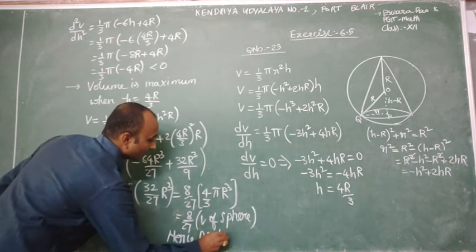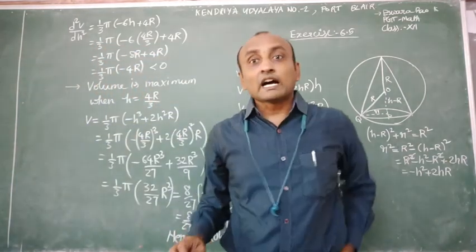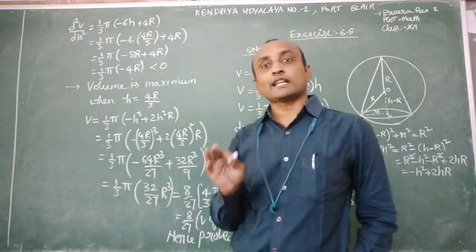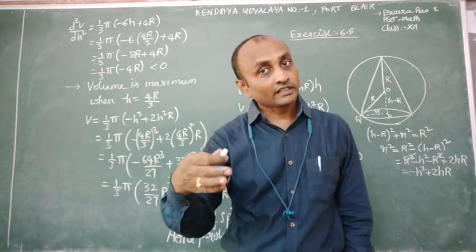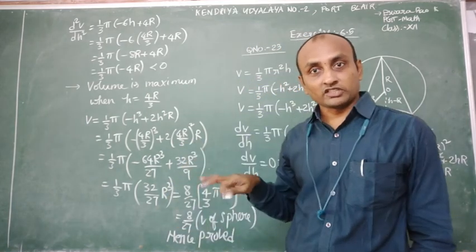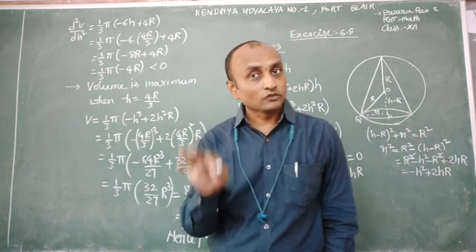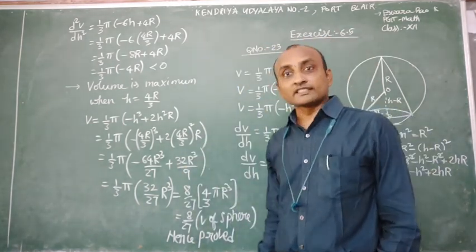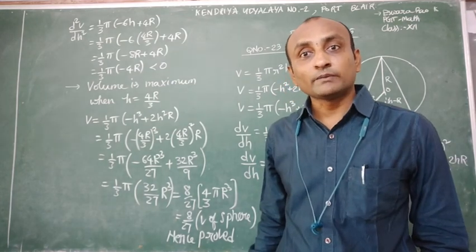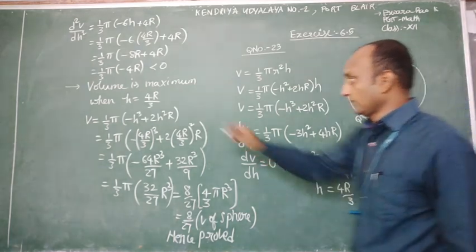So there is one more way of asking this question. They will ask you to prove that the height of the largest cone inscribed in the sphere is 4R by 3. Alternatively, they can ask the same question as: height of the largest cone inscribed in the sphere is 4 by 3 times the radius of the sphere. That's what we did. It is equal to 4R by 3. That means up to here only it is.